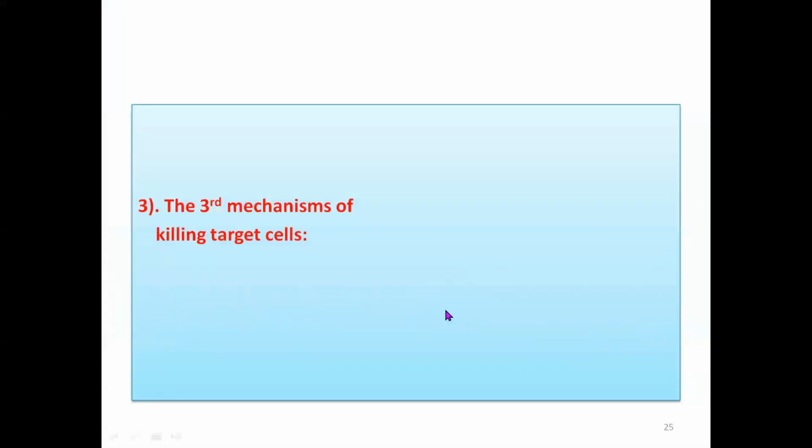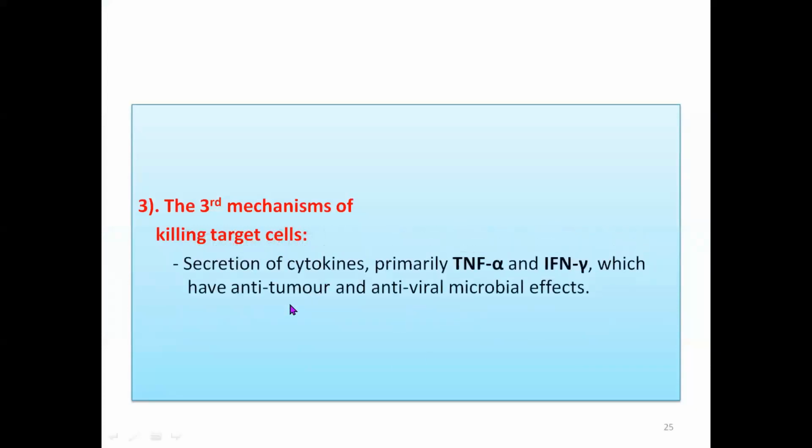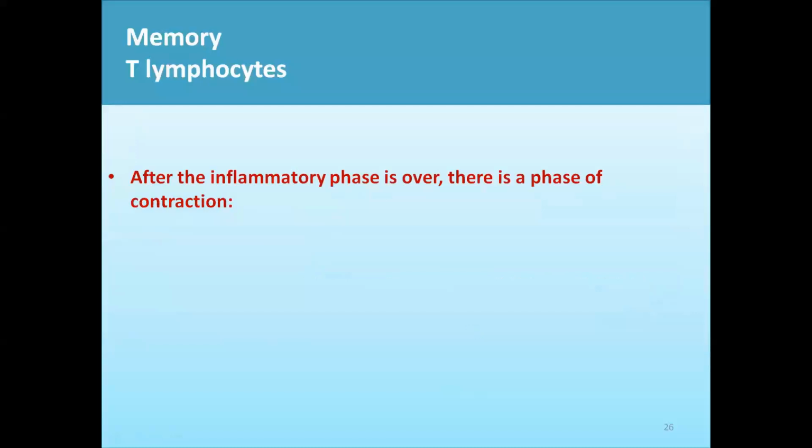The third mechanism by which cytotoxic T lymphocytes kill their target cells: TNF and gamma interferon, these are the cytokines which are secreted by cytotoxic T cells. These cytokines have anti-tumor and antiviral microbial effects. Okay, that was about functions of different types of effector cells and the mechanisms by which cytotoxic T lymphocytes carry out their functions. Now, memory T lymphocytes.